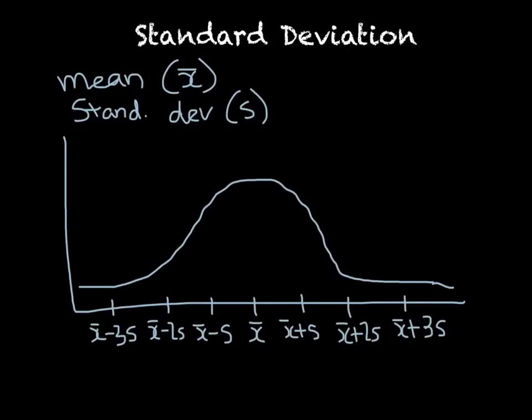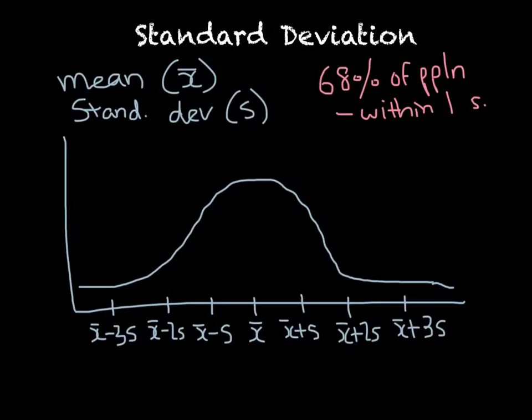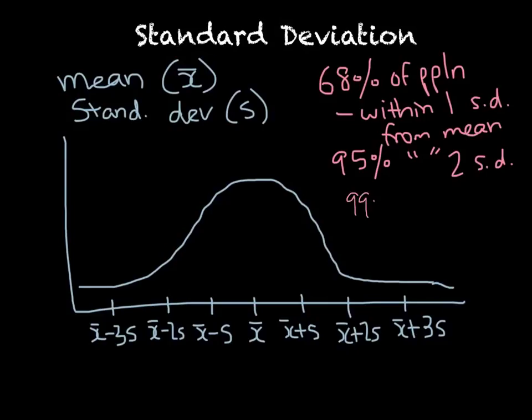One important characteristic of normal distributions is that 68% of the population always falls within 1 standard deviation from the mean. And 95% fall within 2 standard deviations, and 99% is within 3 standard deviations.